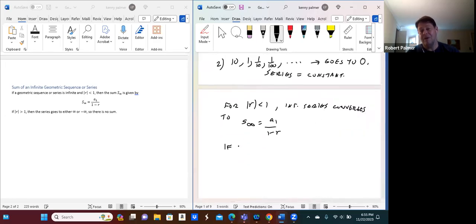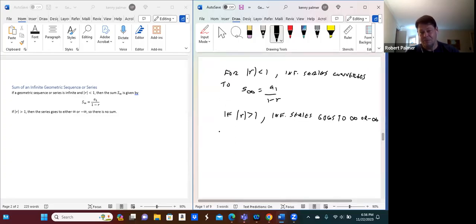But if the absolute value of r is greater than 1, the infinite series either goes to infinity or negative infinity. It never gets smaller. And once again, for some reason, I'm having trouble writing my numbers and letters today. Okay, let's look at a couple examples of this.